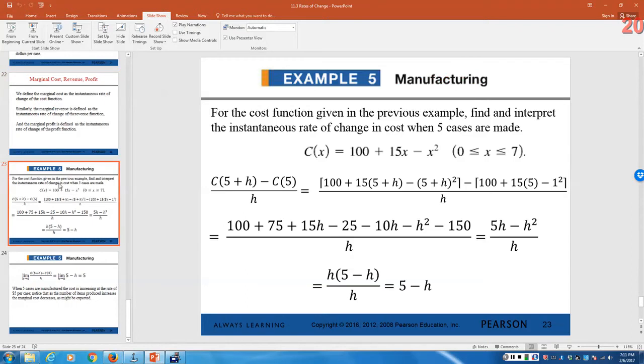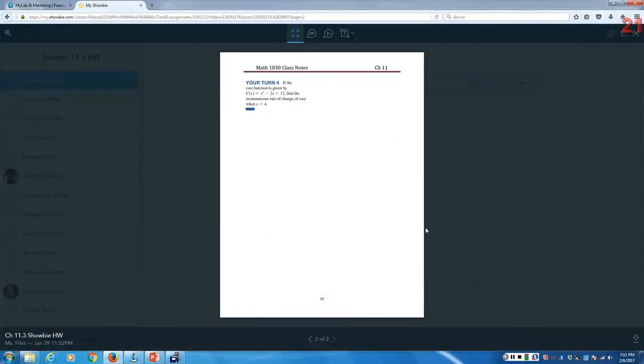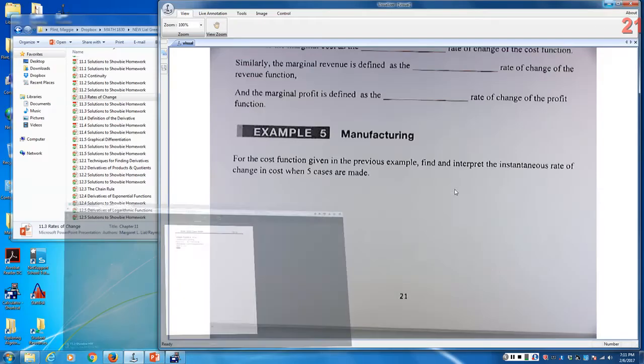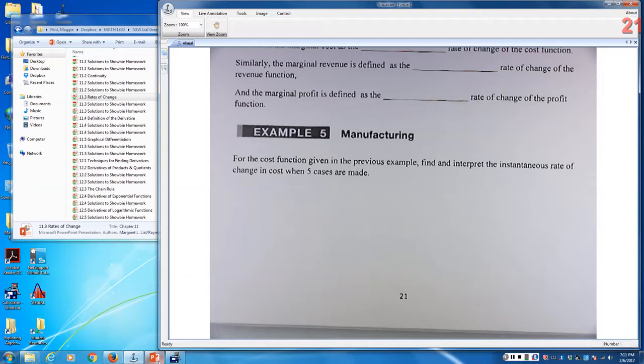So we have example 5. This is the same cost function we had a few minutes ago. It says that we need to find and interpret the instantaneous rate of change in cost when 5 cases are made. Now again, I'm not going to work from here. You've got it there to go back and fill anything you need in, but I would rather work it with you step by step.